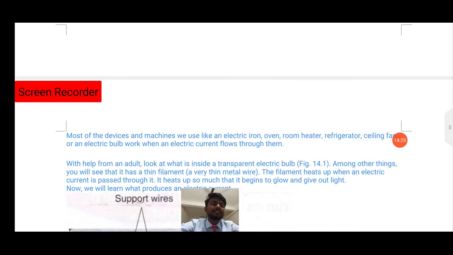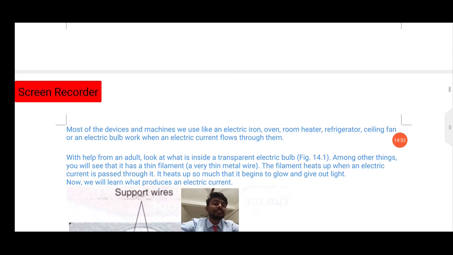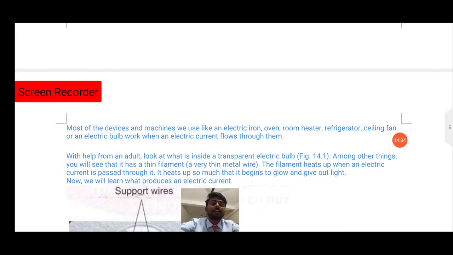Most of the devices and machines we use, like electric irons, ovens, room heaters, refrigerators, ceiling fans and electric bulbs, work when electrical current flows through them.